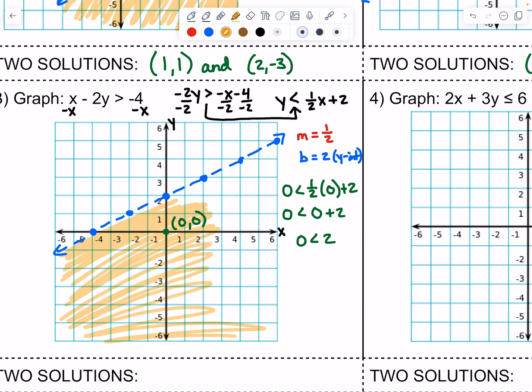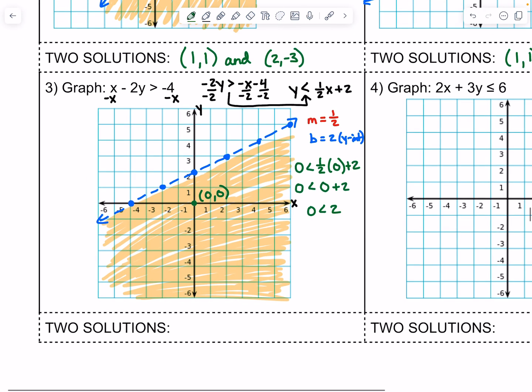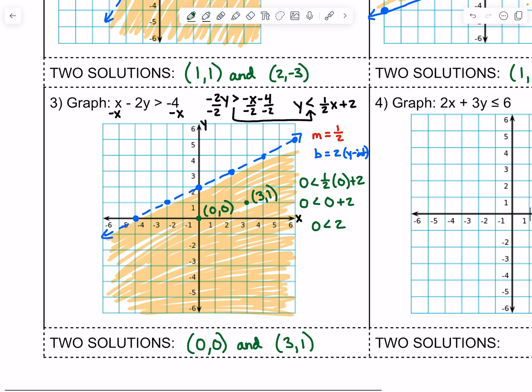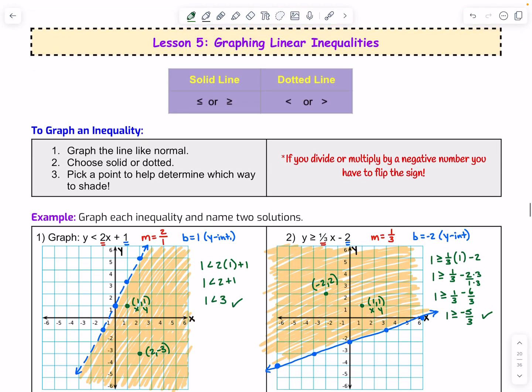So let's shade over here. And it's less than, so it should be shaded below the line. It's just the other way to think about that. And then let's write down our solution and one more solution that would be in that shaded area. So 0, 0, and let's pick out 3, 1 is another good point. Okay. So that is 3 good examples to get you started on graphing linear inequalities.